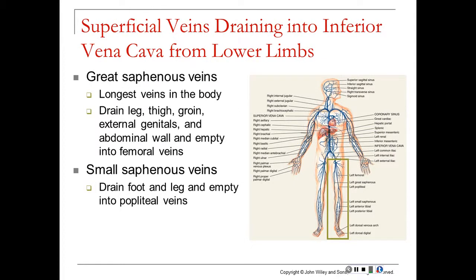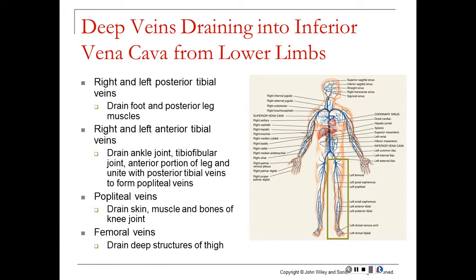Coming from the legs, you have the largest or longest vein in the body, I should say, the great saphenous veins. They drain the leg, the thigh, the groin, the external genitalia, the abdominal wall, and they empty into the femoral veins. There's a small saphenous vein that drains the foot, the leg, and it empties into the popliteal veins.